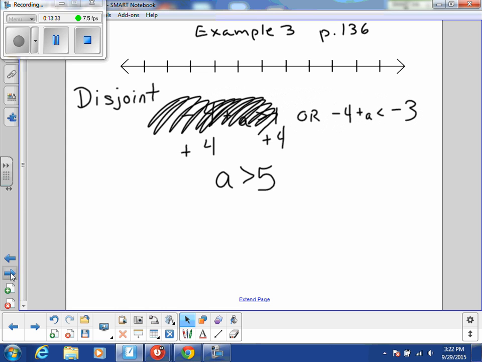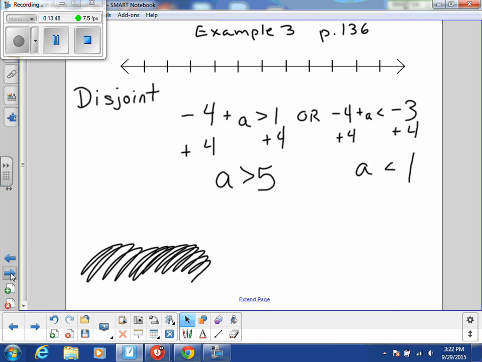And when I'm ready to solve the other side, I don't care what I had over here. I just solve it. Add 4, add 4. A is less than 1. All right? So on my number line, I know that I've got a 5 on the left over here and a 1 on the right. Don't worry about that. On your number line, you should still go from smaller numbers to bigger numbers as you work left to right.